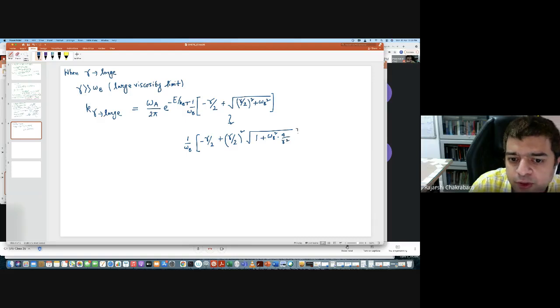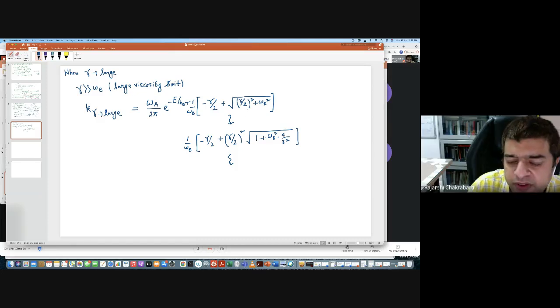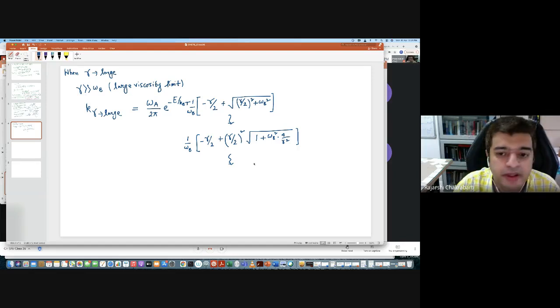Is this fine with all of you? Gamma by 2 will come out, right? Yes, if I take gamma by 2, sorry, gamma by 2. What I'm saying is that I take gamma by 2 whole square inside as common and then take it out.